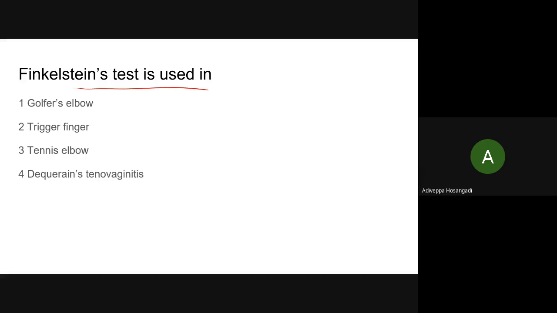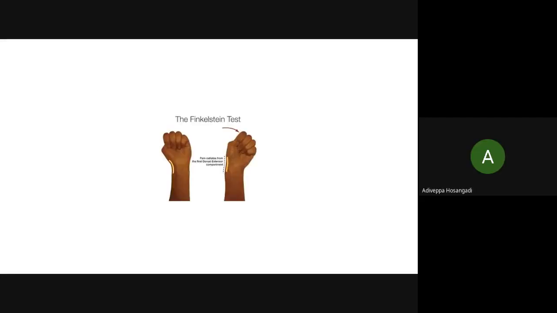Finkelstein test is used in De Quervain disease. They're connected, isn't it? So this is the Finkelstein test. Flex the thumb and ulnar deviate. If it is tender, it means De Quervain is positive. You keep the thumb out of the fist and move ulnarwards: it is not painful. Thumb inside the fist and ulnarwards: if it is painful, it is De Quervain disease.